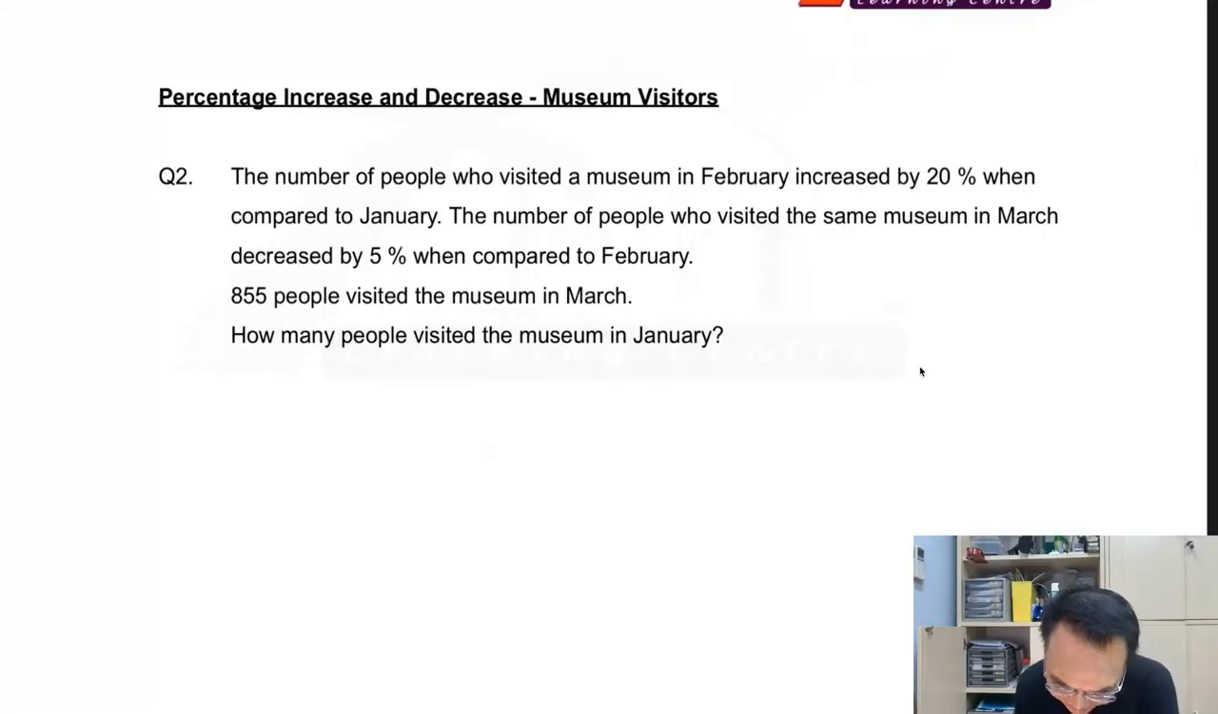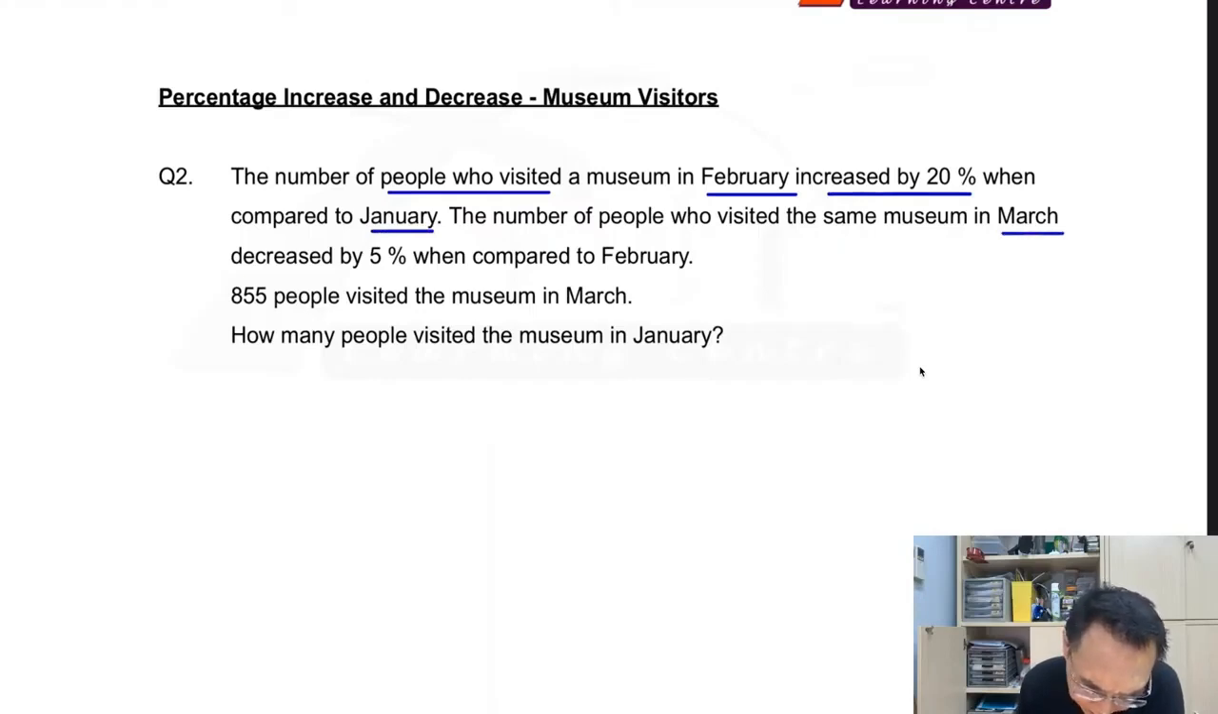It says that in February, the number of visitors increased by 20% compared to January. And then those who visited in March decreased by 5% compared to February. 855 people visited the museum in March. How many visited in January?